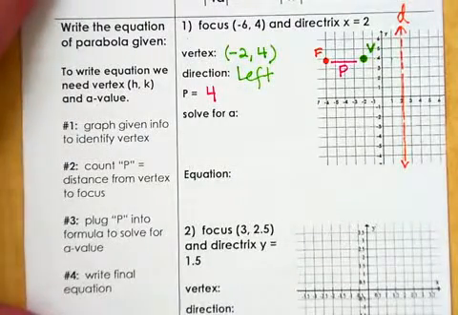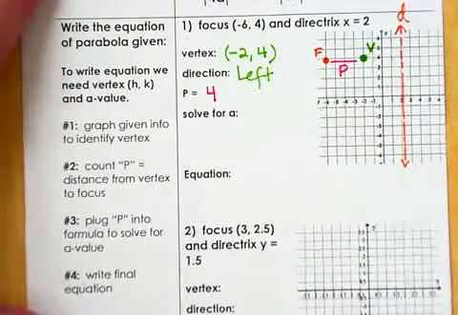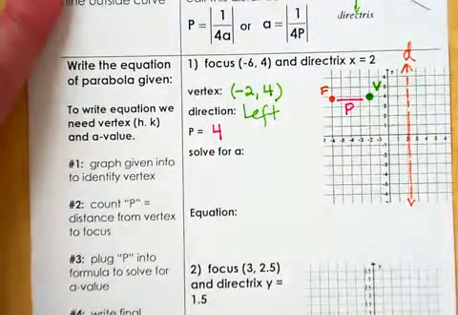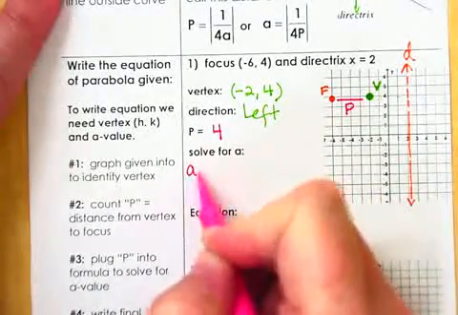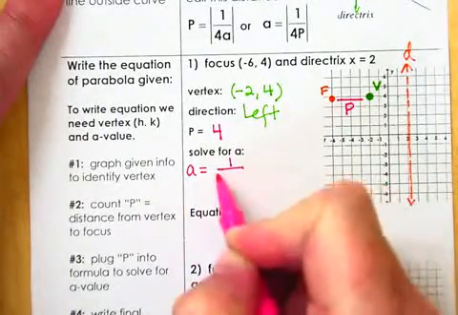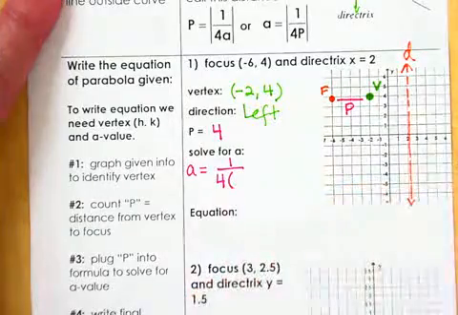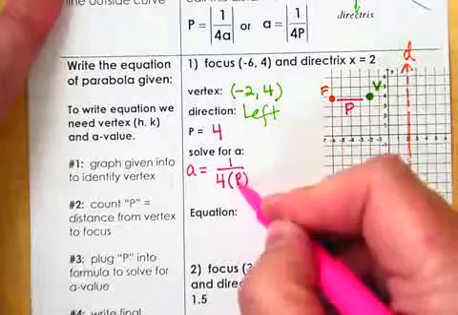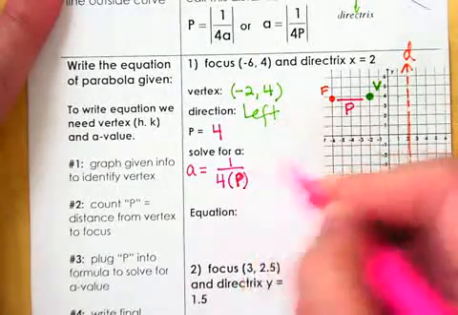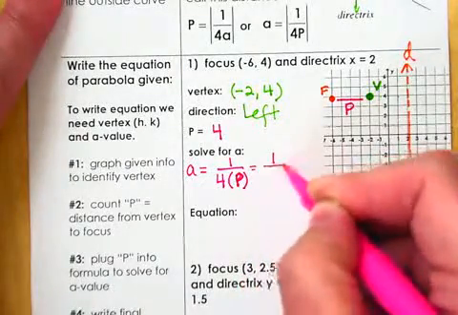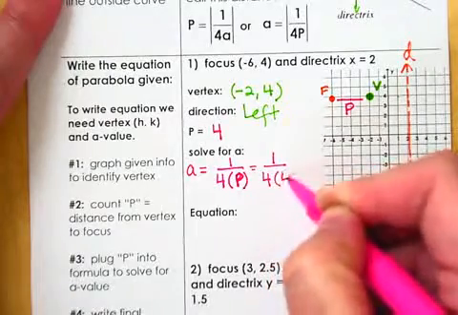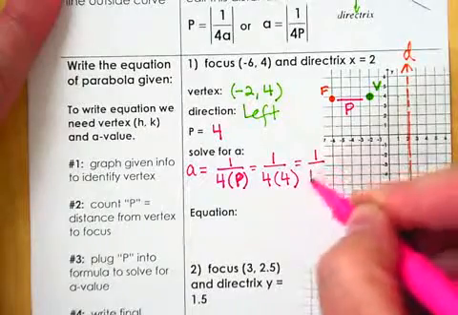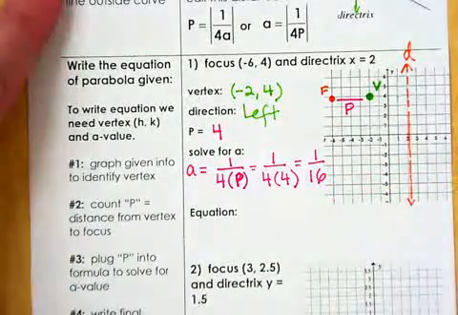Now I need to solve to find the a value, and so we're going to use the formula up here from the top. So I'm going to do my calculation. a = 1 over 4p. I'll go ahead and actually write that in here first. That's a p. And now let me put the number in there. So that's 1 over 4 times 4, which is 1 over 16. So that's my a value.